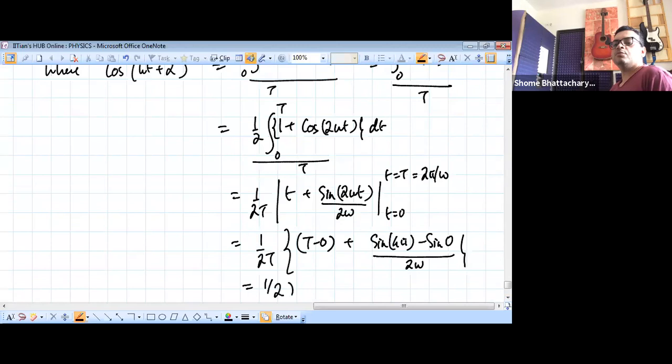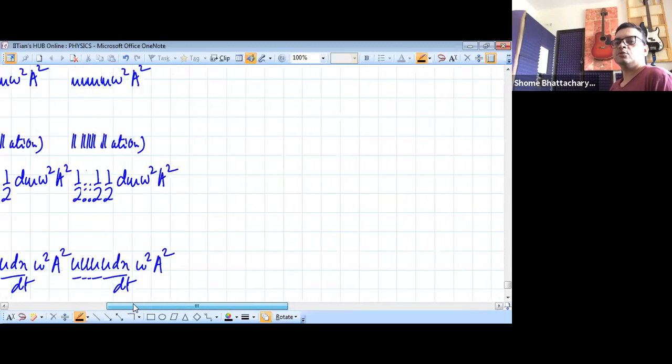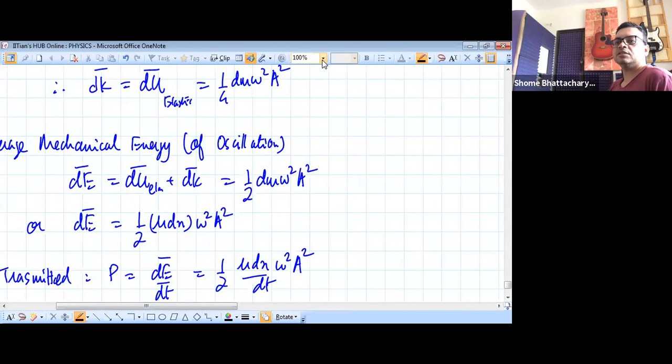So this is something which is quite important in physics actually. From this point onwards, you should remember that the time average value of the cos square function becomes like this. Okay. So I'll leave you time to note this down, but let's come back to our derivation here.